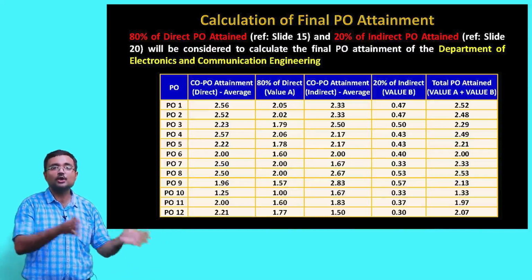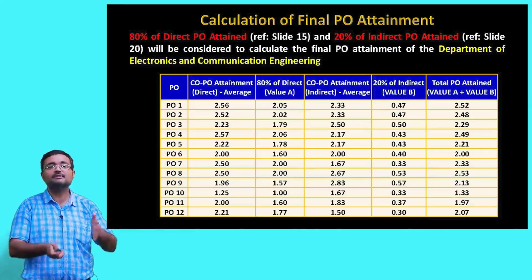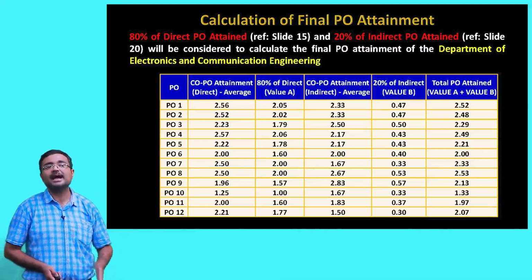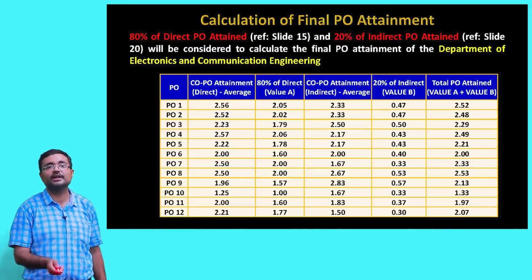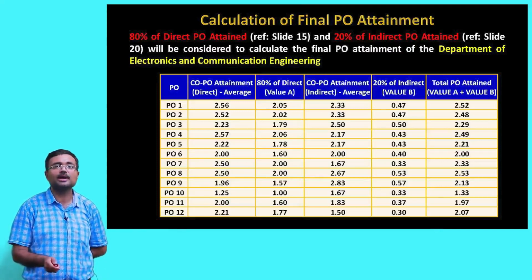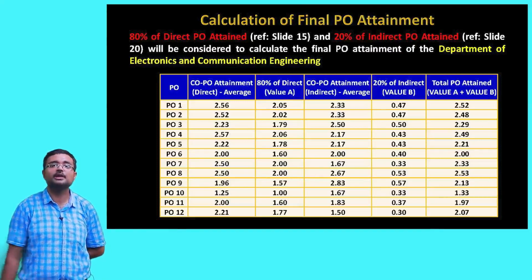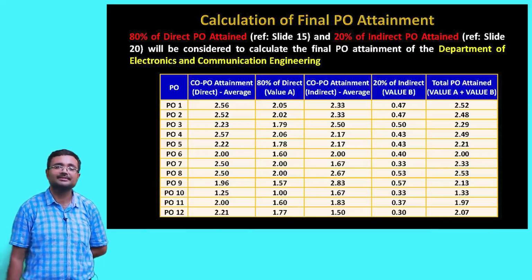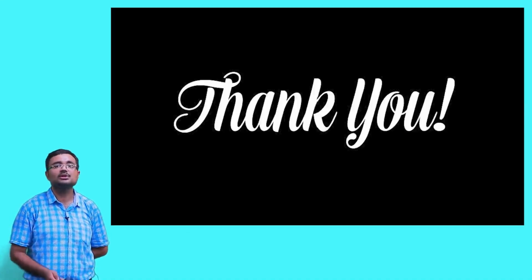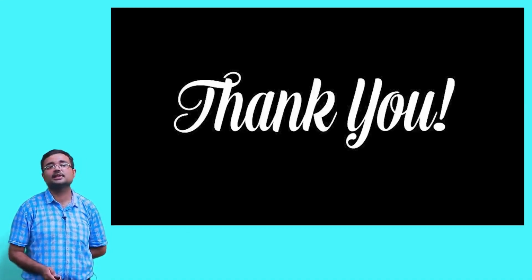80% of the actual, 20% of the perception gives the final PO attainments, and here the head of the institute can actually talk to the director and head of the department and say that, okay, 1.33 is the attainment of PO10 communication skill. So your Department of Electronics and Communication Engineering should work more on communication skills from next semester. So this is how the PO, CO attainment and all these things are calculated.